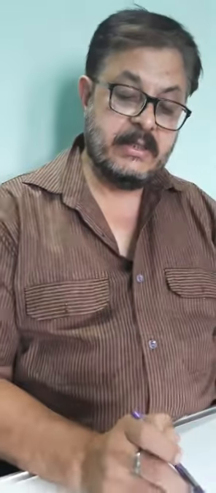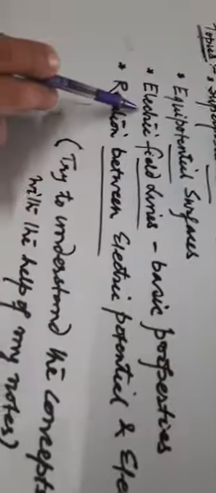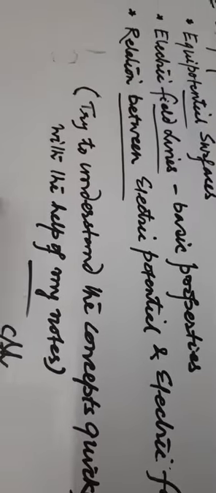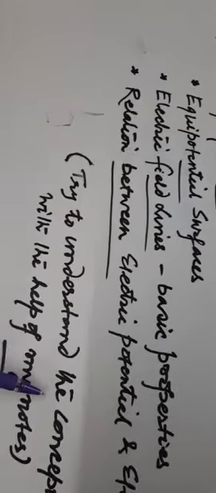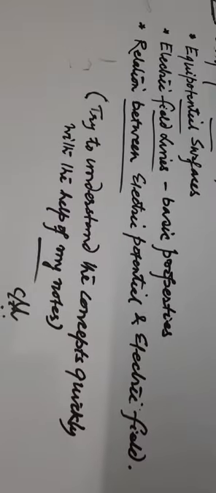Today in this class we are going to discuss the topics: superposition principle in potential, equipotential surfaces, electric field lines and their basic properties, and the relation between electric potential and electric field. Try to understand these concepts quickly with the help of my notes. Now, first of all, the superposition principle.